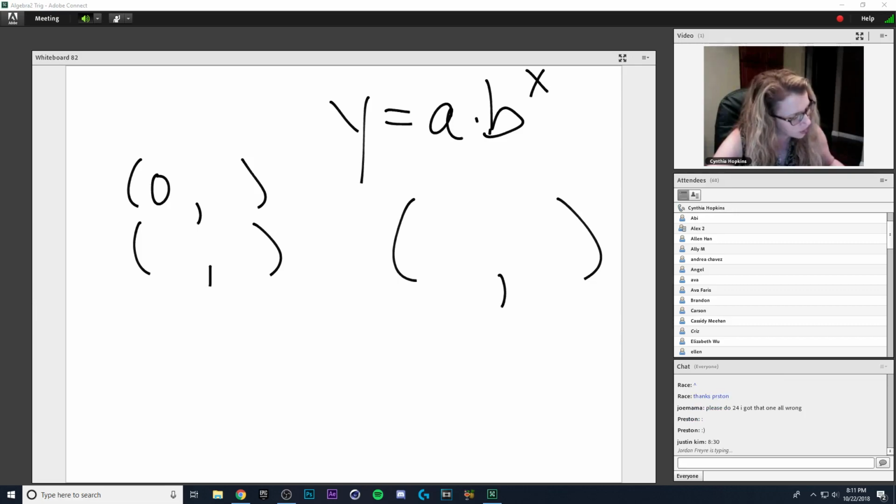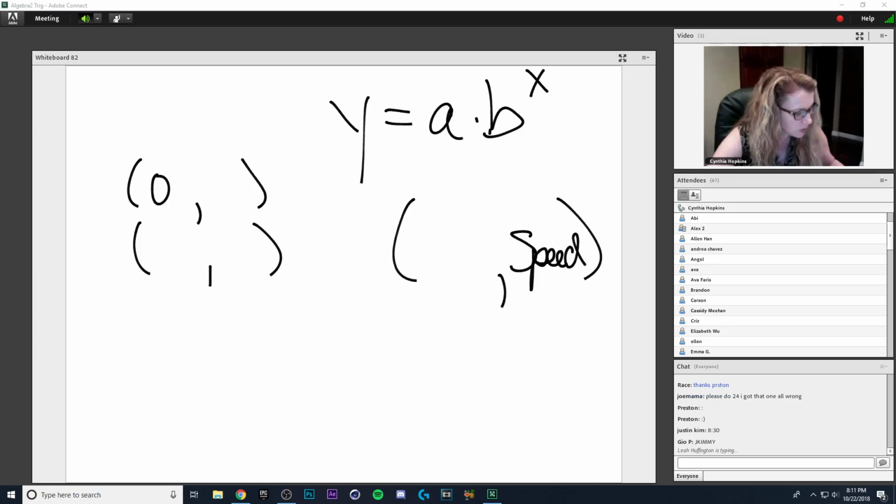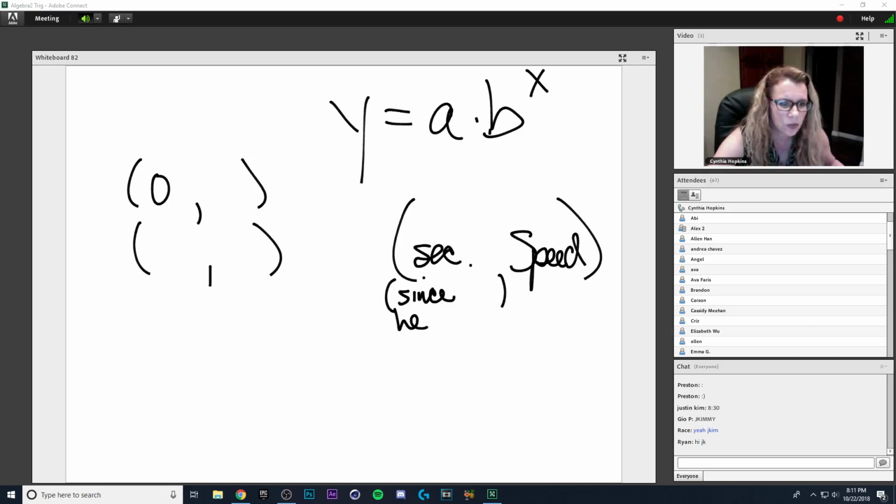So as he slows down, his speed decreases exponentially. As soon as I see that, I know speed is my y, because they're telling me y is an exponential function in terms of x. So it decreases exponentially with the number of seconds since he ran out of gas. So I'm going to put seconds here, but I'm going to write in parentheses, since he ran out of gas. I'm really just writing that to emphasize to you guys. So seconds since he ran out of gas.